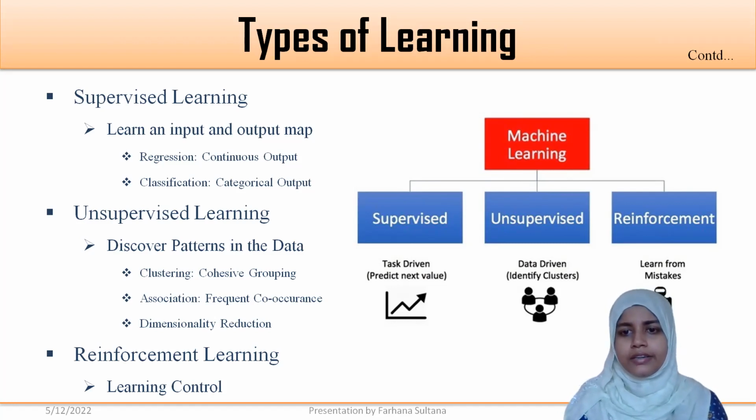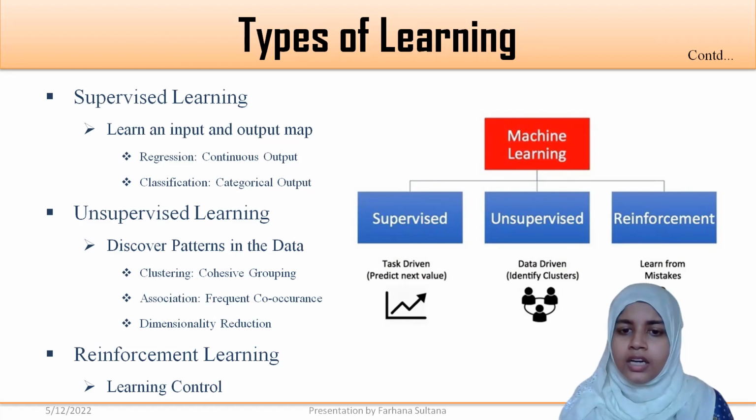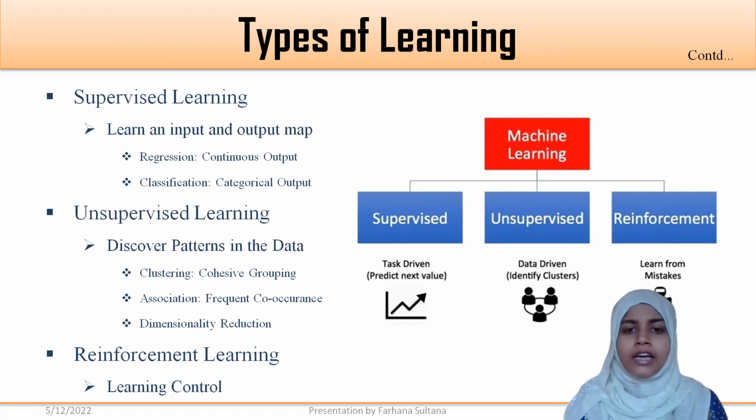In this right side diagram or chart, you can see that supervised learning is basically task driven learning, and its aim is to predict the next value. Unsupervised learning is data driven, and its aim is to identify different clusters or summarize the data. And in reinforcement learning, the learning algorithm learns from its desirable acts or rewards, and from mistakes and punishment.